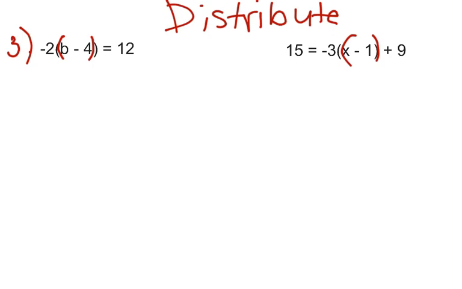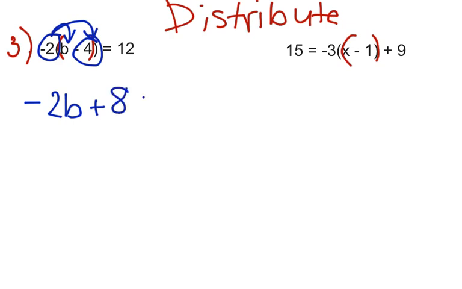The first one, number 3, we're doing a negative 2 times b and a negative 2 times a minus 4, negative 4. Negative 2 times b is negative 2b. And if you have negative 2 times negative 4, that actually becomes a positive 8. So instead of writing minus 8, you're going to write plus 8. And it's equal to 12. You rewrite everything else. Once you distribute here, we have just a two-step equation.